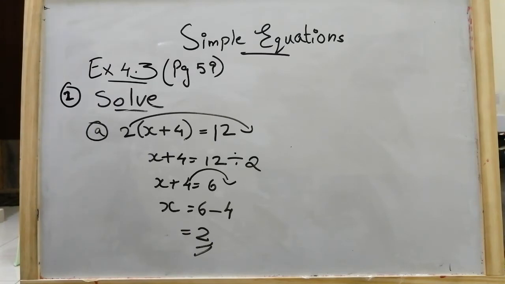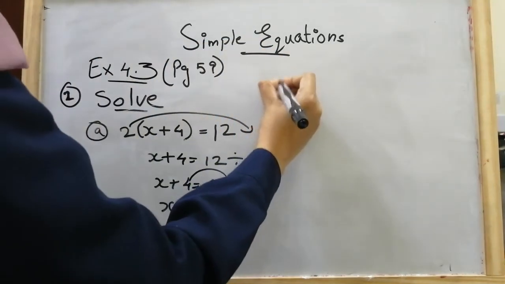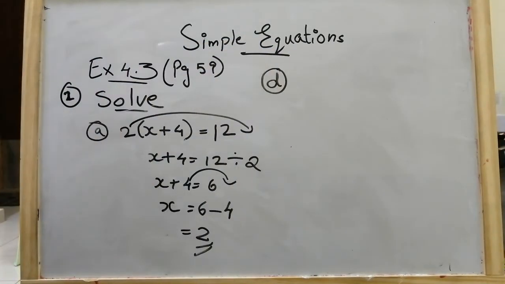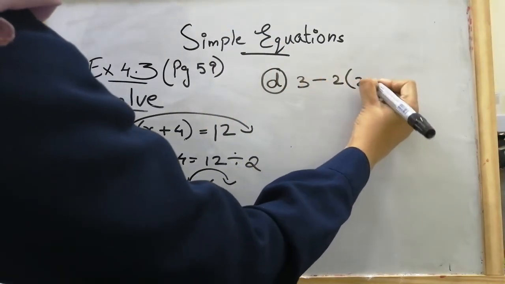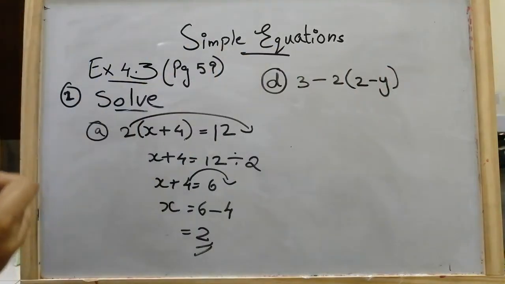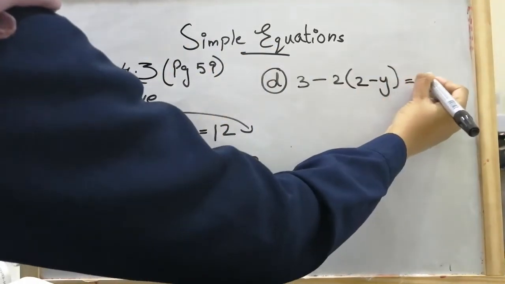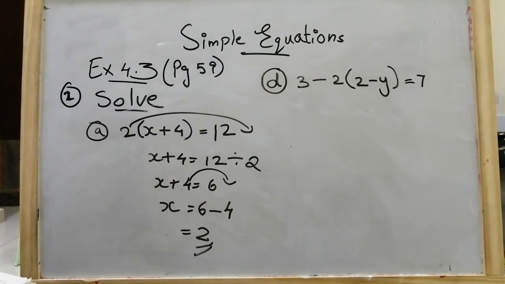Okay. Now a different question here you can see is question number D. Now let me solve sub question D. 3 minus 2 into 2 minus y is equal to 7, right? That is sub question D.